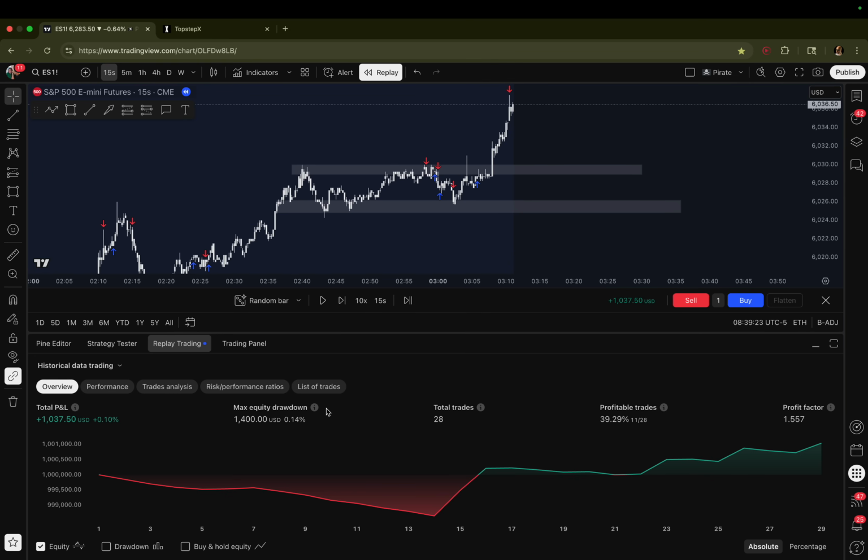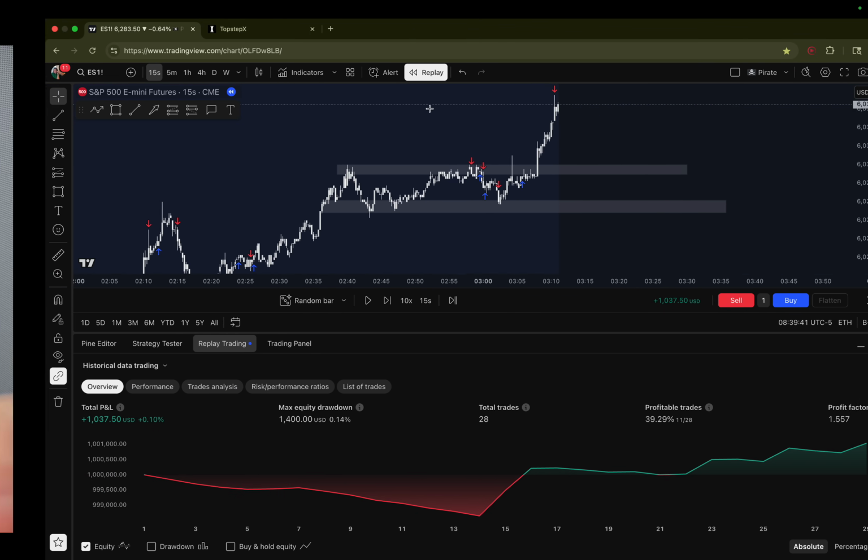Let's go ahead and take a look at my actual stats right here. So $1,000 P&L. Max equity drawdown was $1,400. Total trades is 28. And if we kept doing this, right, this is 1 day of trading. This is only like 28 trades. So it's like 30 trades over less than 1 day of trading. Imagine if we kept going, right?